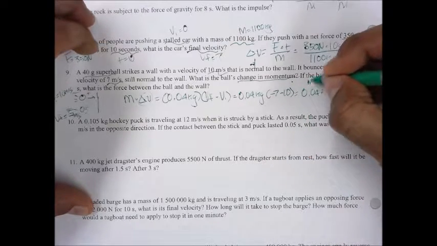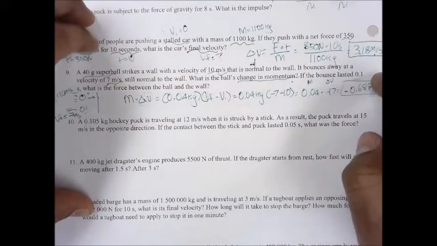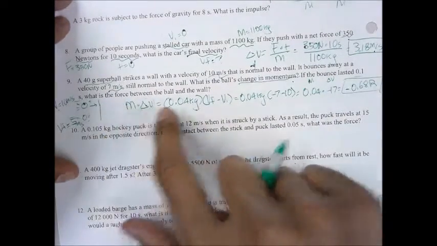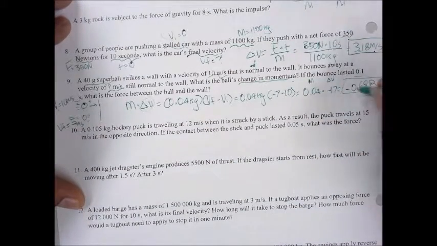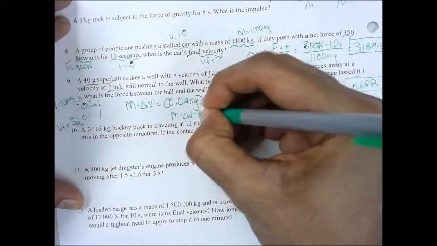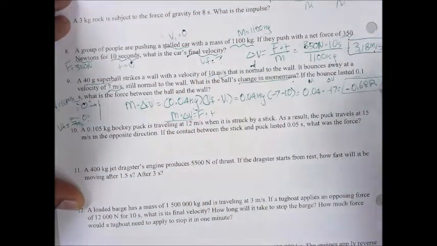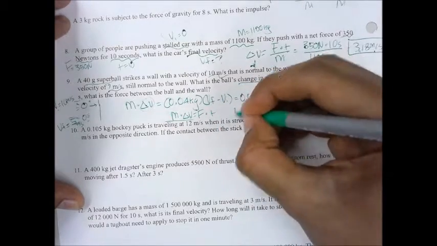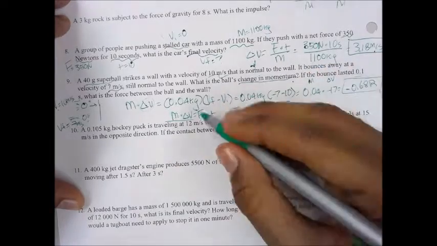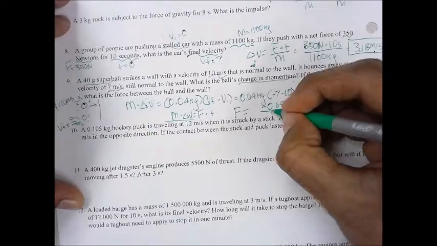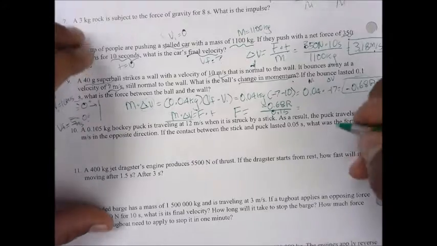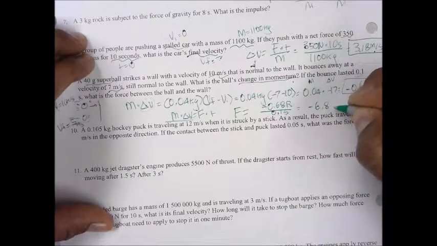Now, the bounce lasted 0.1 seconds. Sorry. What is the force between the ball and the wall? Okay, so we know that the change in momentum is negative 0.68. Mass times delta V is equal to force times t. This whole thing is negative 0.68, so we can solve for the F over time. Time is 0.1 seconds. Negative 6.8 newtons.